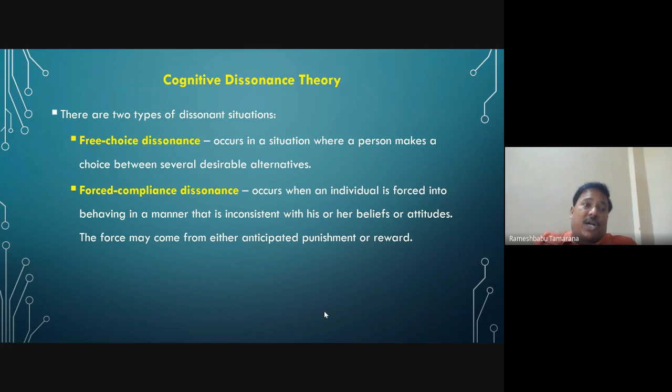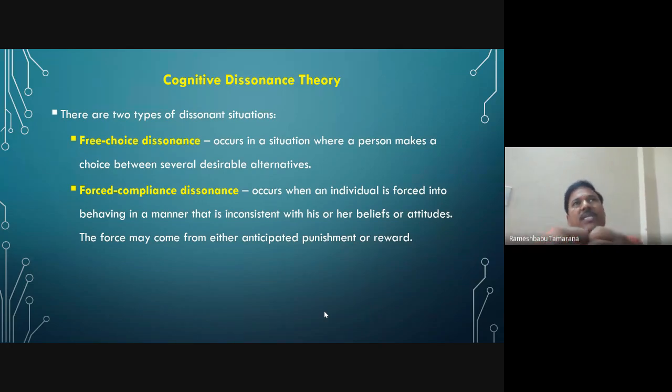That particular child may not like doing the dishes, or may not like cleaning his or her room. But you are forcing the child to do it because there is an anticipated reward. So if I do this, my parents would take me out, or give me a reward, or if I don't do this, my parents will punish me, right? If I'm not doing very well in my academics or not able to finish my assignment, my teacher would scold me in front of everyone tomorrow in class. So it's a forced compliance dissonance.